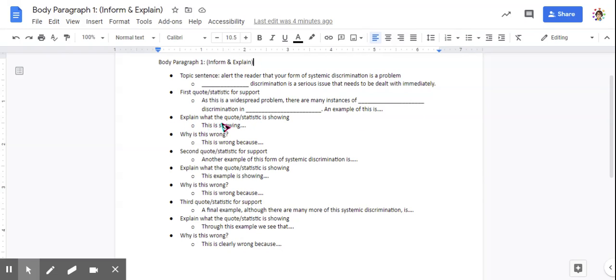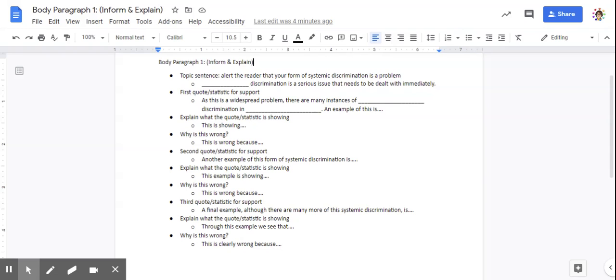Then that's your information. Now you're going to get into explaining it. So here you're going to explain what the quote or statistic is showing. This is showing what? What is that showing? Here you're going to summarize the example that you just gave us. You're going to put it in your own words. And then you're going to take it one step further and explain why is it wrong? How does that show systemic discrimination? How does it show that this is a widespread problem? Why is it wrong? And use the sentence starter of, this is wrong because.